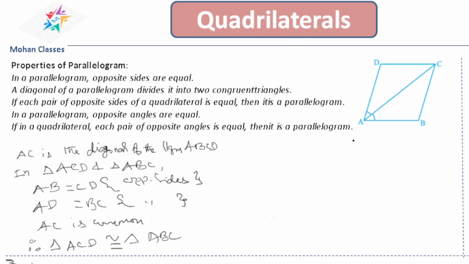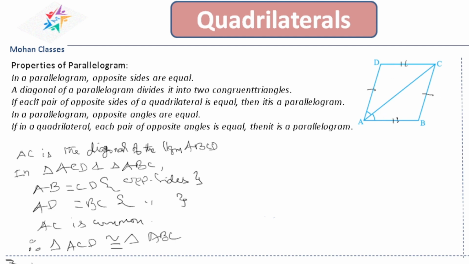This is the proof. So here the converse. Suppose each pair of opposite sides of a quadrilateral is equal, then it is a parallelogram. Here, suppose each pair of opposite sides are equal. So this is equal and this is equal. Then how will we prove? Same. In these 2 triangles, these 2 are equal and AC is common. Again the same we have to write. These 2 triangles are congruent, then it is a parallelogram.